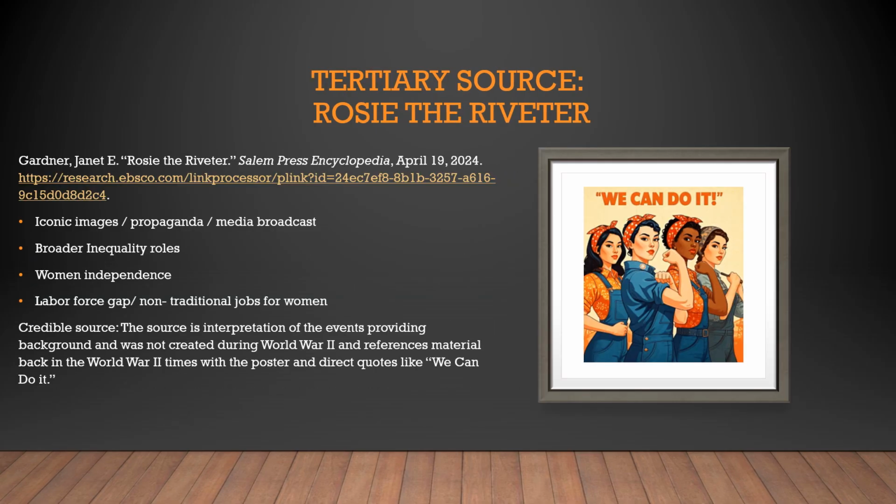Okay, now on this next slide here is my tertiary source, which is the Rosie the Riveter poster. This famous poster was titled "We Can Do It," as you see right there, which was iconic, right? And it celebrated how we needed women to fill in that labor force gap that was there. So, in this campaign, which has a credible author, Jen Gardner, it explores the iconic images in the propaganda and the media that helped broadcast strengthened independence for women while building the foundation for broader gender equality roles.